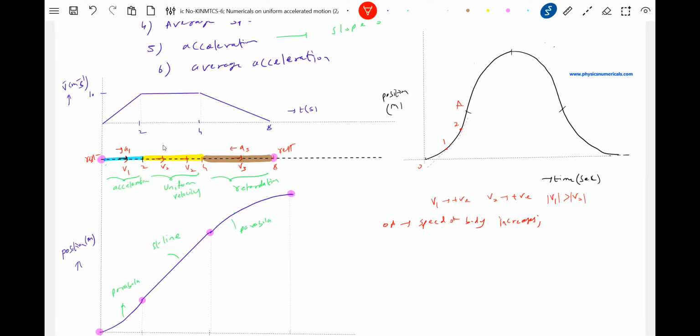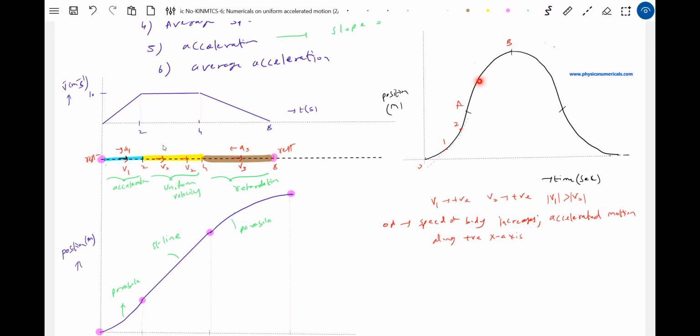So what is the type of motion? Accelerated motion along positive x-axis. The body is moving along positive x-axis and speed is increasing. Next, afterwards, A to B we will see.